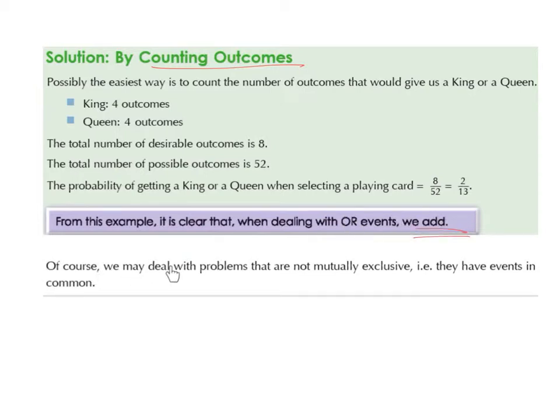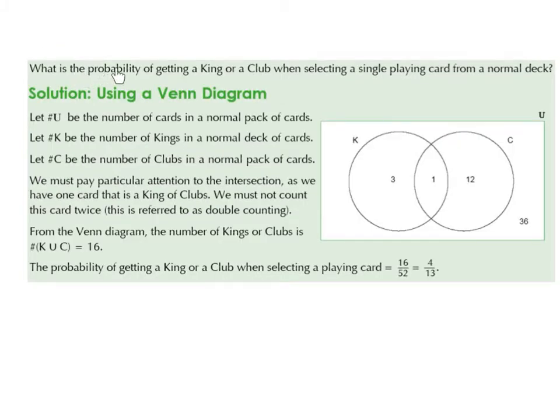Of course, we may deal with problems that are not mutually exclusive, i.e. they have events in common. What is the probability of getting a king or a club when selecting a single playing card from a normal deck? So remember, OR means add, and there are 52 cards in total in a normal deck.